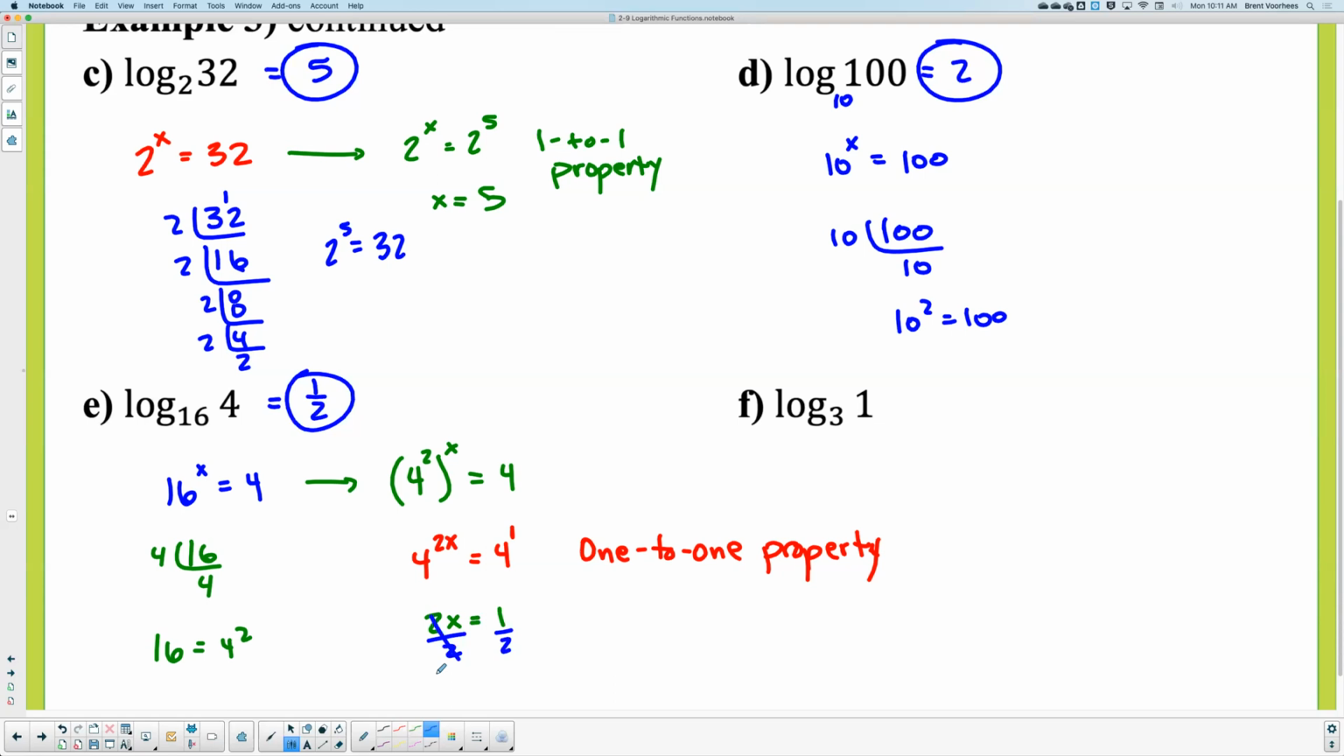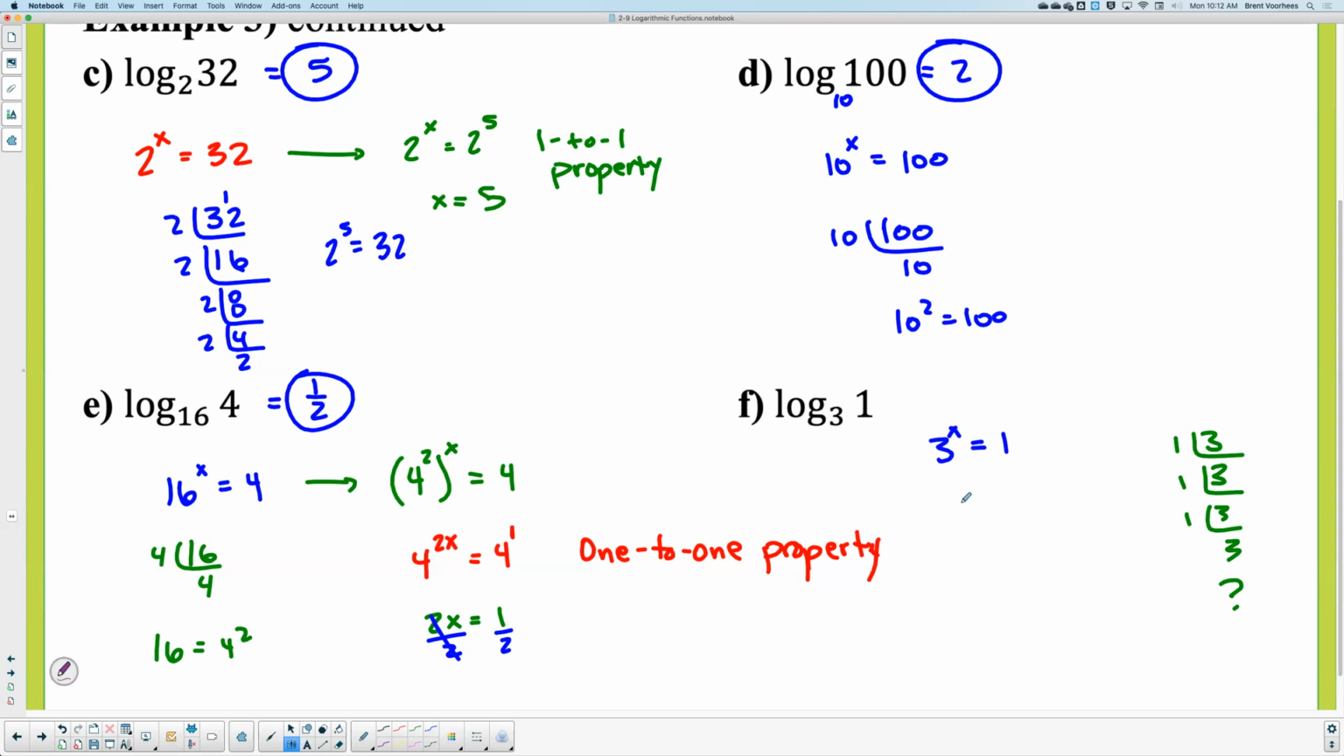Okay, last one here. Log 3(1). Which is the bigger number? Let's say 3 to the x equals 1. Okay, 3 to the x equals 1. Which one's the larger number? 3. Okay. Can 1 go into 3? Yes, 3 times. Am I getting into an infinite loop here? Yes. So somehow this isn't going to work. There you go. The answer is anything to the power 0 is 1.